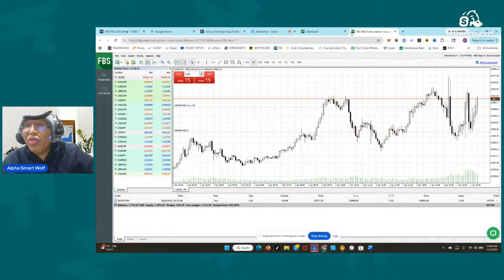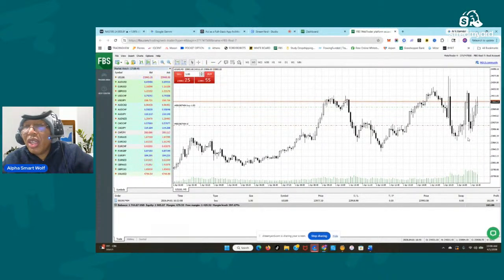Okay, so we moved away from this. We can move our stop loss a little bit further to this level. Okay, so we moved our stop loss from this point where we had started.